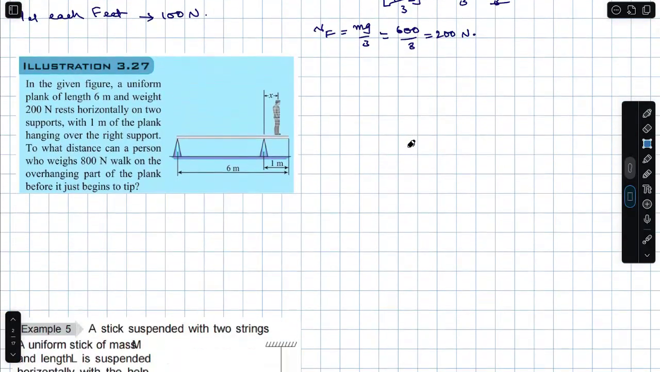Next. In the given figure, a uniform plank of length 6 meter, weight 200 Newton, rests horizontally on 2 supports with 1 meter of the plank hanging over the right support. To what distance can a person who weighs 800 Newton walk on the overhanging part of the plank before it just begins to tip?